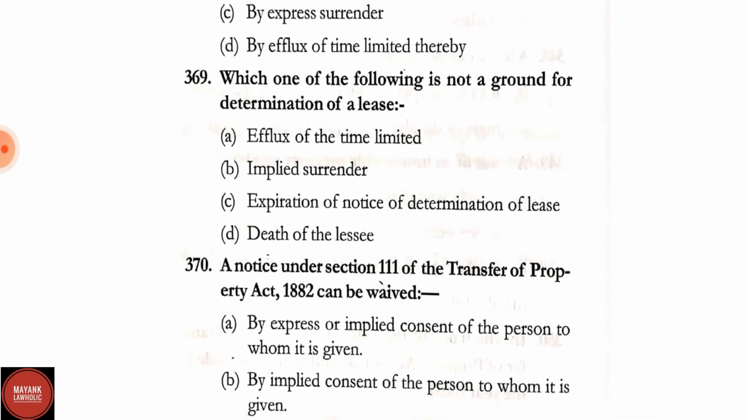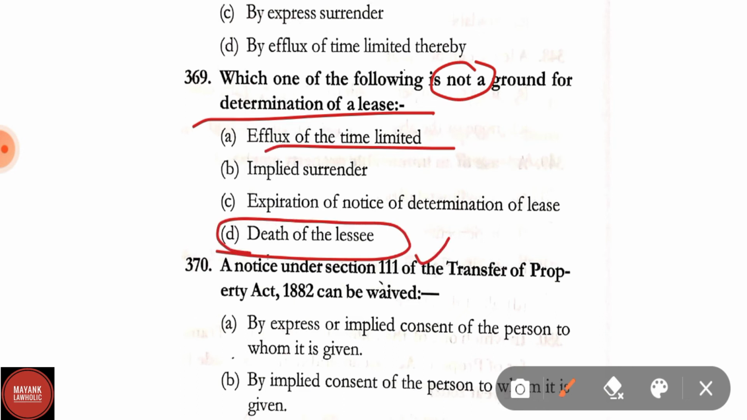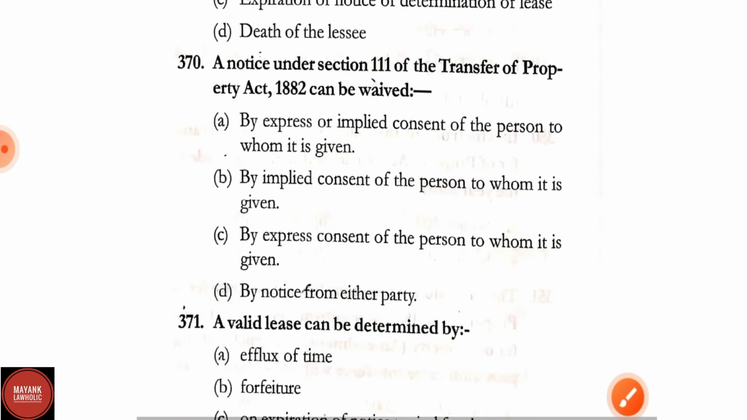Question number 369. Which one of the following is not a ground for determination of lease? Option A, efflux of the time limited, option B, implied surrender, option C, expiration of notice for determination of lease, option D, death of the lessee. Here correct answer is option D, that is death of the lessee is not a ground for the determination of lease. Efflux of time limited period, implied surrender, expiration of notice and determination of lease are the grounds for determination of a lease.